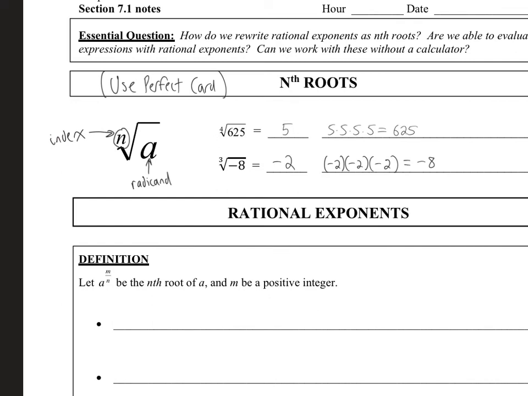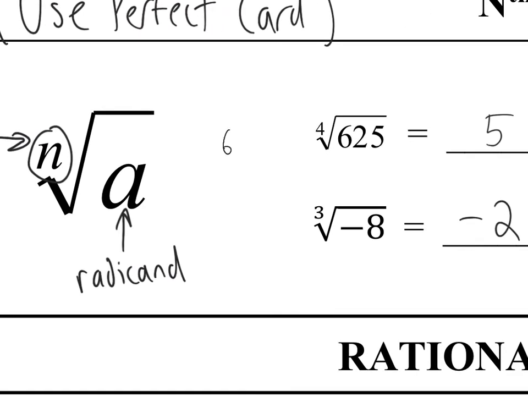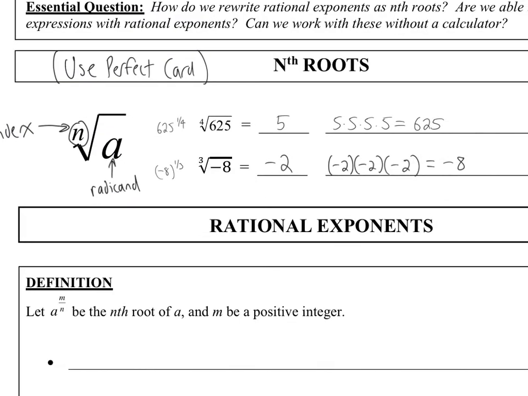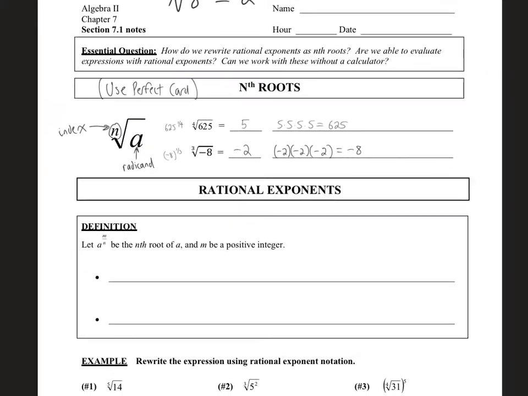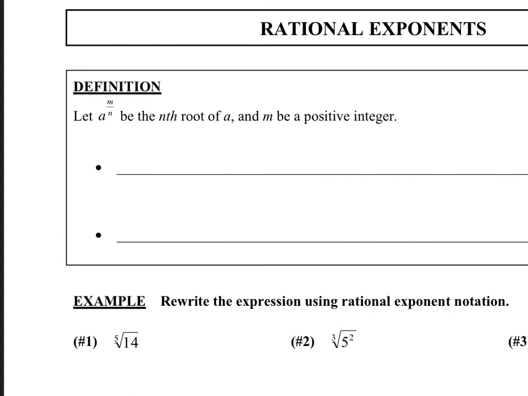Okay? So kind of going to what we were talking about before, 625 would be 625 to the 1/4 power, and down here this would be -8 to the 1/3 power. Okay? So that's what we have to do for that. All right. It's kind of hard to zoom here. Sorry about that.